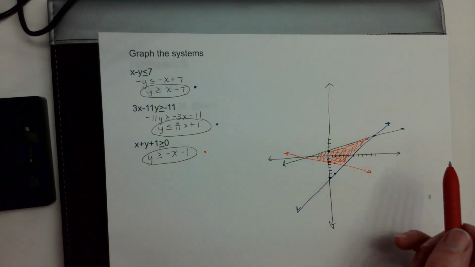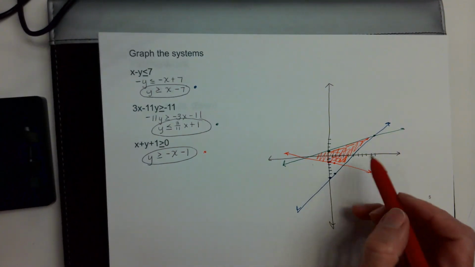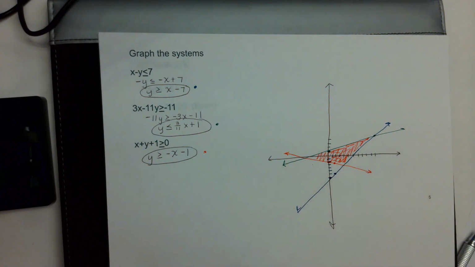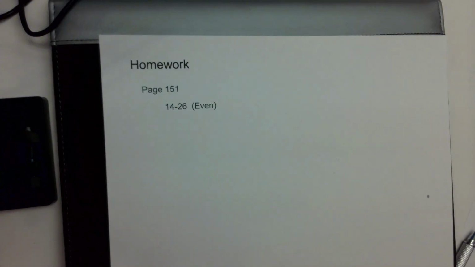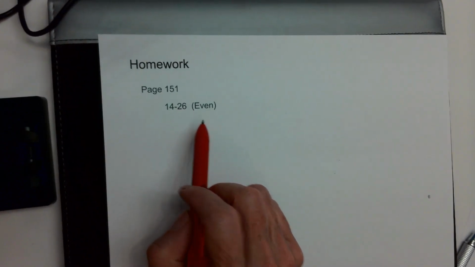Now, we are going to, in class, learn how to find these vertices, these points where they cross. But that's going to be for another day. We're going to use that in linear programming. So your homework for this section is page 151, 14 through 26 even.